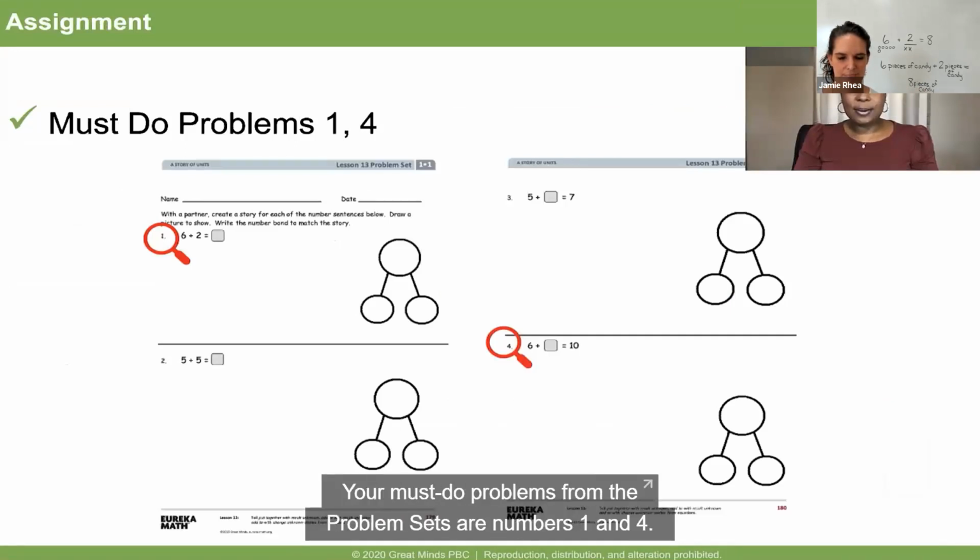Now it's time for you to work on your problem set. Your must-do problems from the problem set are numbers 1 and 4. Set a timer or watch the clock for 2 minutes and complete those problems.